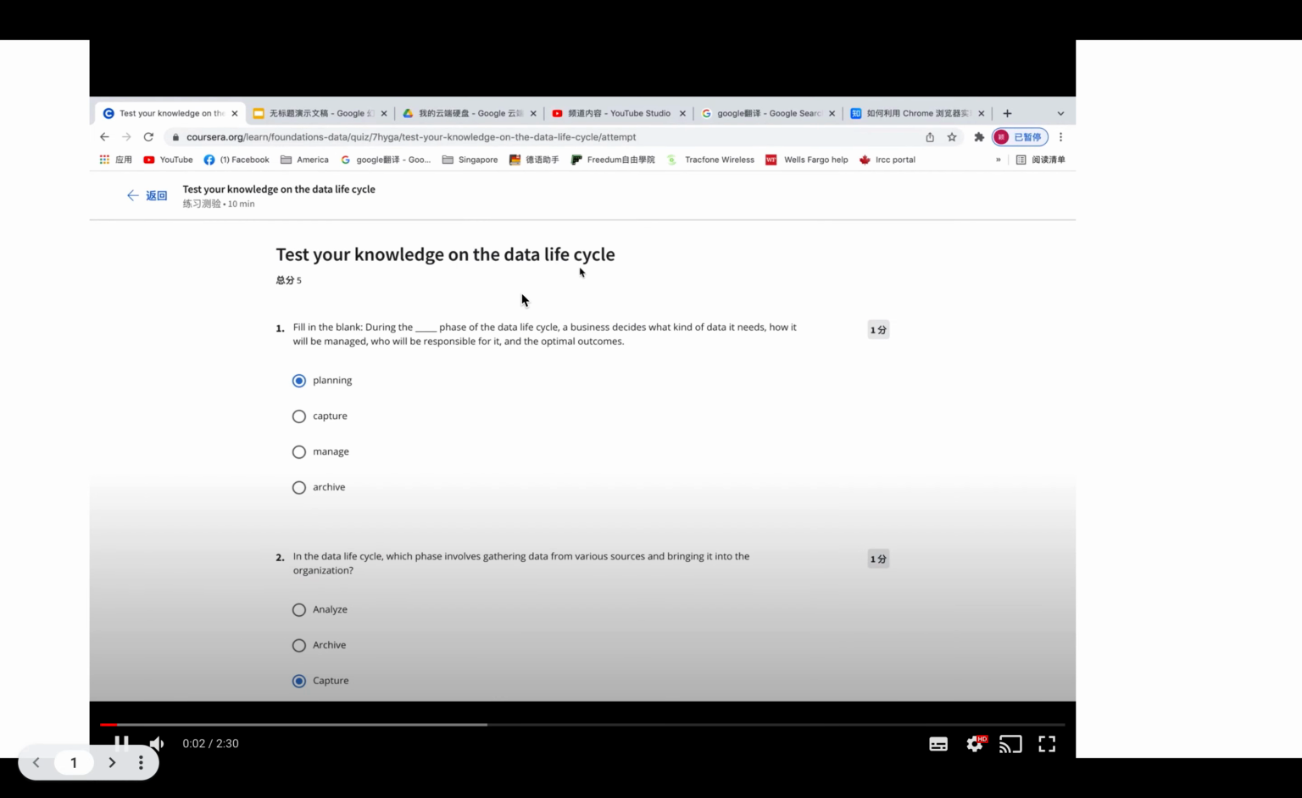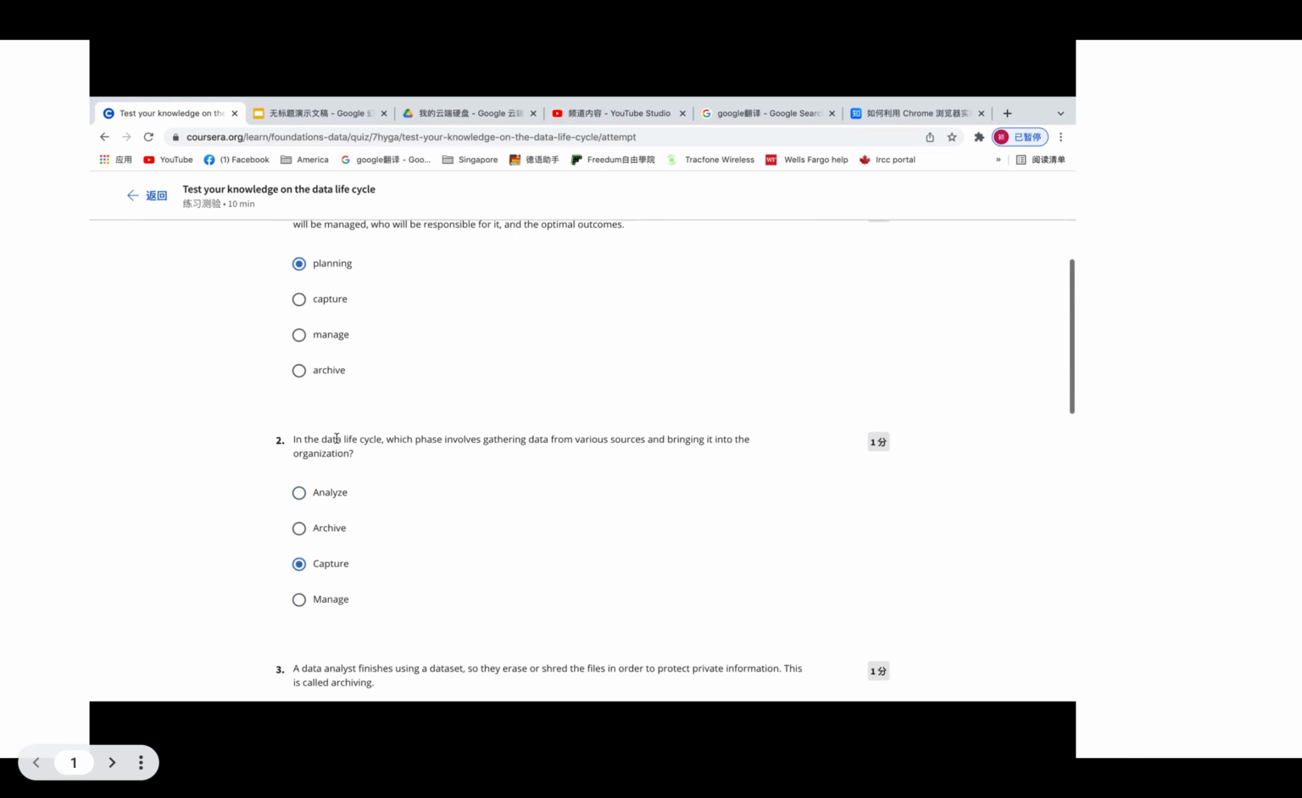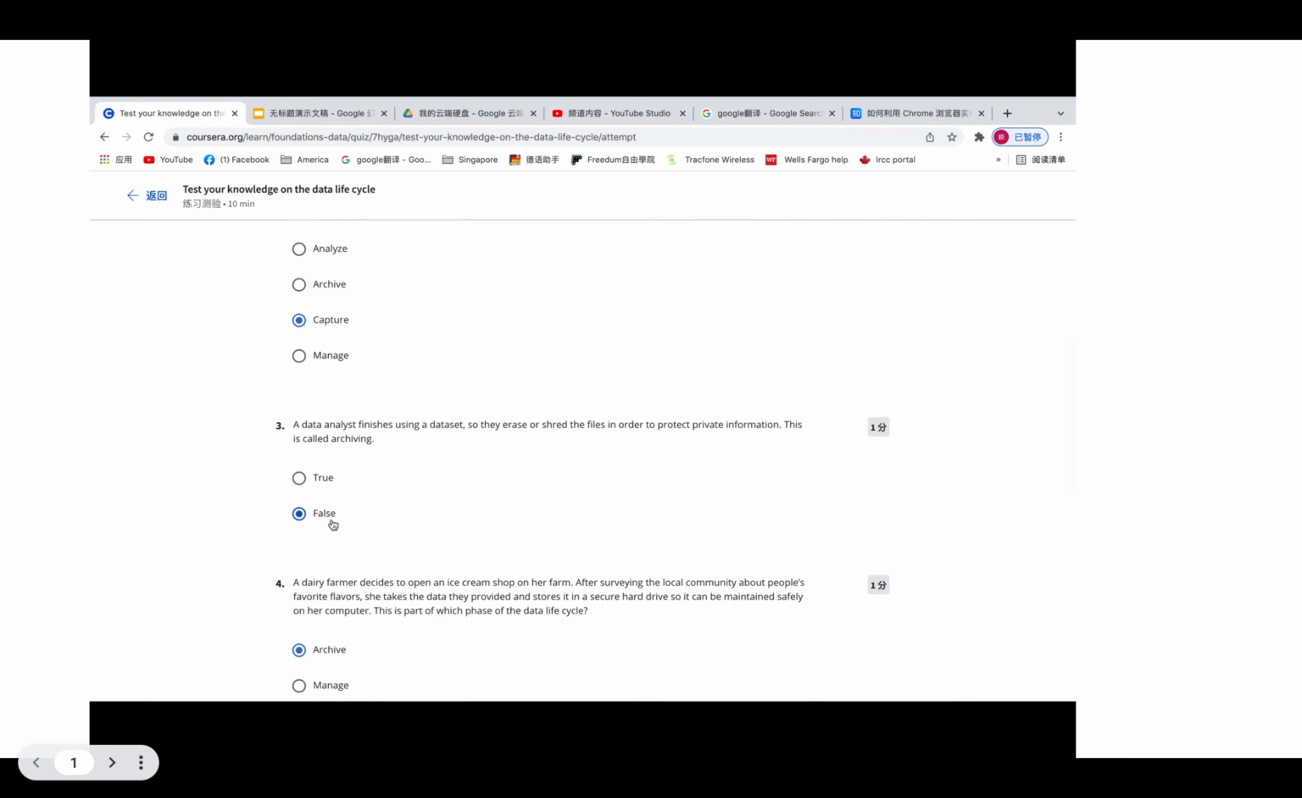Test your knowledge on the data life cycle. Number one, during which phase of the data life cycle does a business decide what kind of data it needs, how it will be managed, who will be responsible for it, and the optimal outcomes? Planning. Number two, in the data life cycle, which phase involves gathering data from various sources and bringing it into the organization? Capture. Number three, a data analyst finishes using a dataset, so they erase or shred the files in order to protect private information. This is called archiving. Nope, it's called destroy.